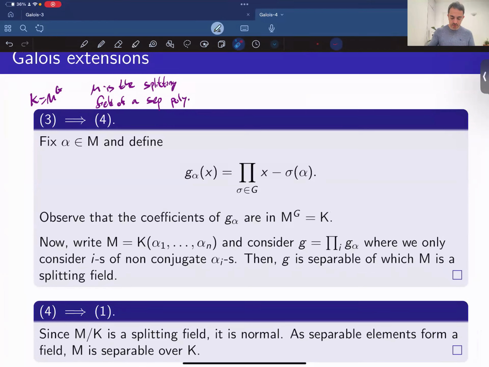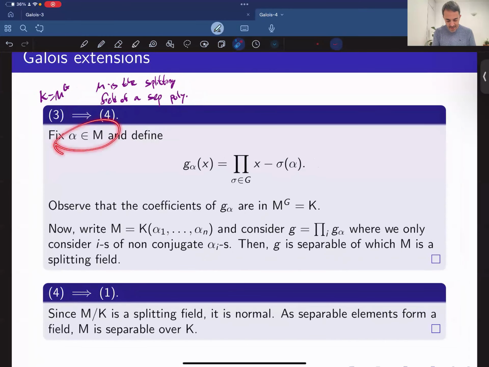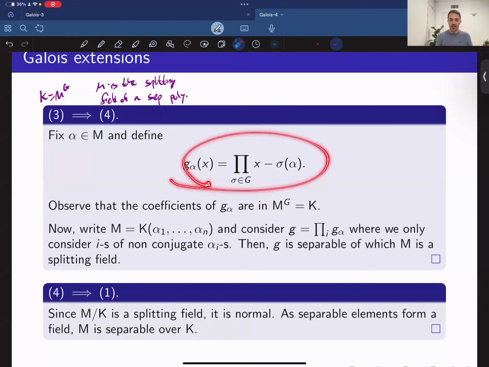Okay, so is this true? Take any alpha that you want in M. Generally, soon we are going to choose them in a particular way, but take any alpha in M, and for that alpha define this polynomial, the standard polynomial that you define in these settings. So you look at X minus all the conjugates of alpha according to the Galois group of M over K. You just look at X minus sigma of alpha iterating over all sigma in G.